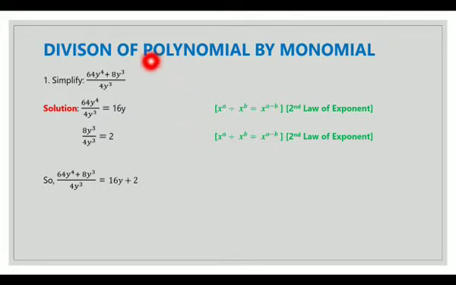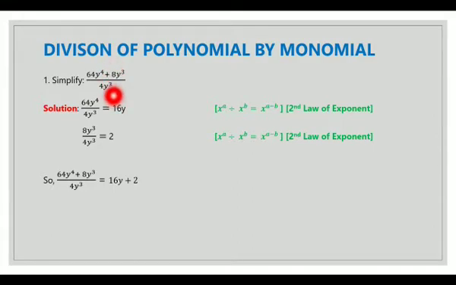The second division, division of polynomial by monomial. So now we are going to divide a polynomial by a single term, that is a monomial. So simplify 64y raised to 4 plus 8y raised to 3 upon 4y raised to 3. Now I have to divide this polynomial by a monomial, that is a single term. So how do we divide? First we have to divide 64y raised to 4 by 4y raised to 3.